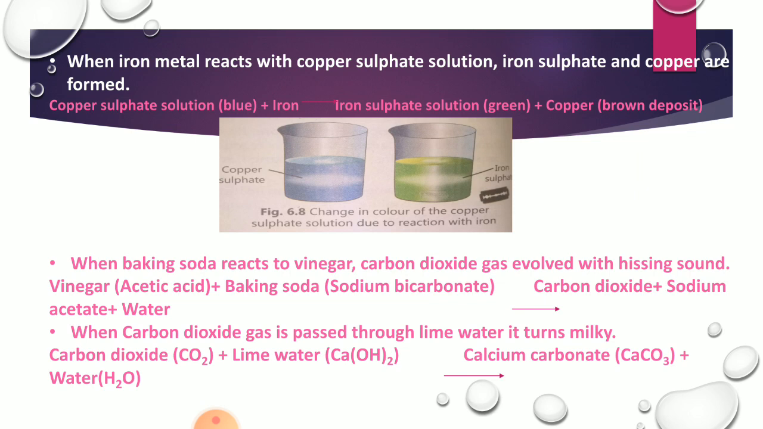Why does it turn milky? Because carbon dioxide gas reacts with calcium hydroxide, that is lime water, and forms calcium carbonate. Calcium carbonate we all know as chalk, and water. So that water turns milky because of the formation of calcium carbonate. So here also, in both processes, new substances are formed. That is why it is a chemical change.